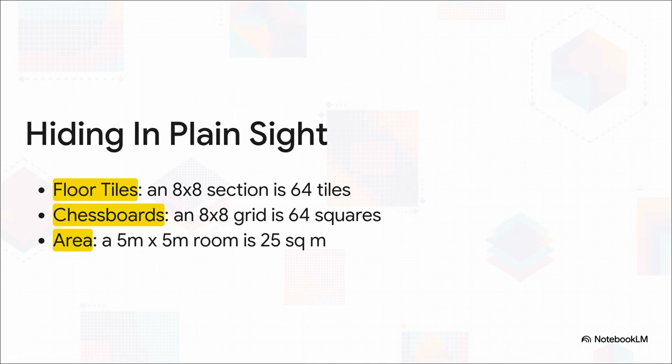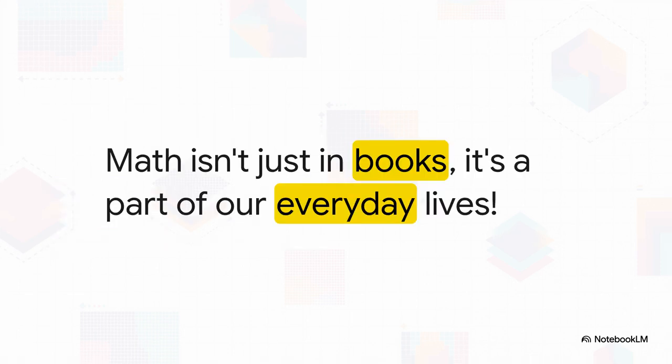A chessboard? That's a perfect 8x8 grid of 64 squares. And when you calculate the area of a room that's 5 meters by 5 meters, what do you get? 25 square meters. It's all over the place. And what this really shows us is that square numbers aren't just some abstract idea from a textbook. No, they're a fundamental concept that helps us literally build and measure the world around us, from the floors we walk on to the games we play.